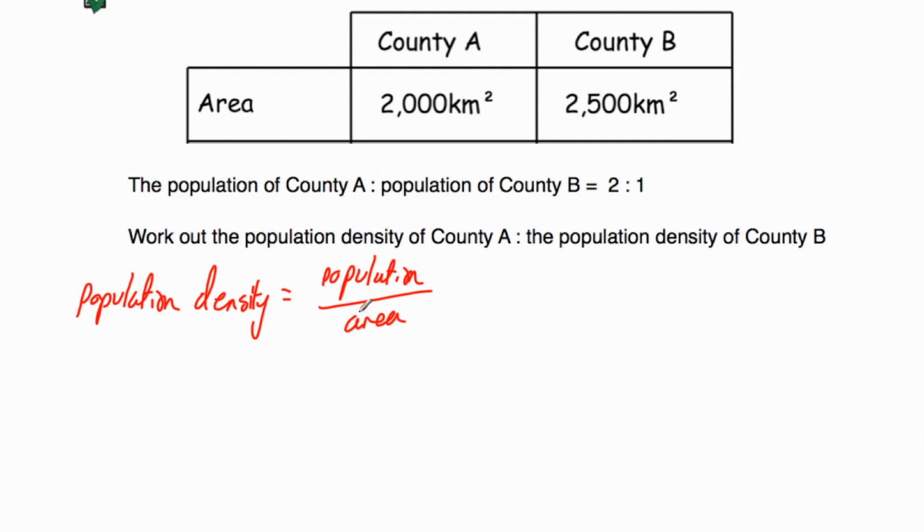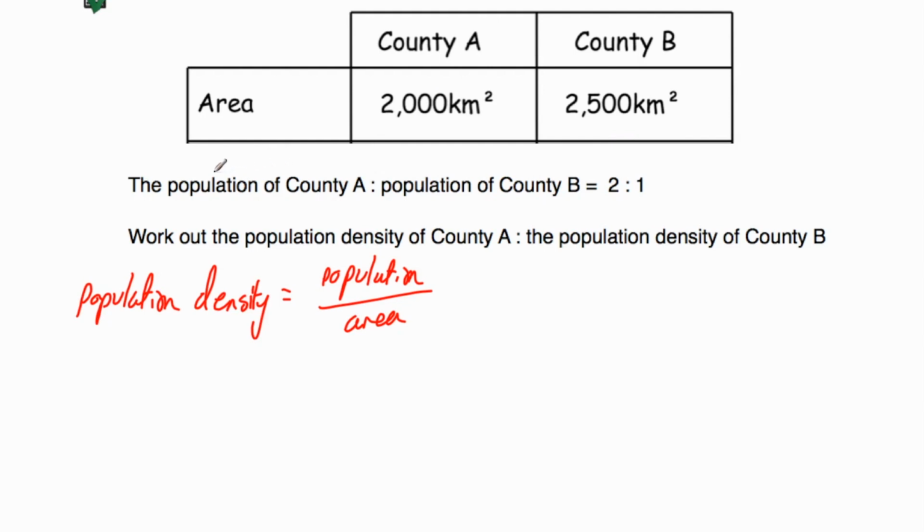So for County A, I would take how many people there are, and I would divide it by 2,000. For County B, I would take its population and divide it by 2,500. Now we've got a bit of a problem. We don't actually know the populations of County A, and we don't know the populations of County B. So let's let them equal something.